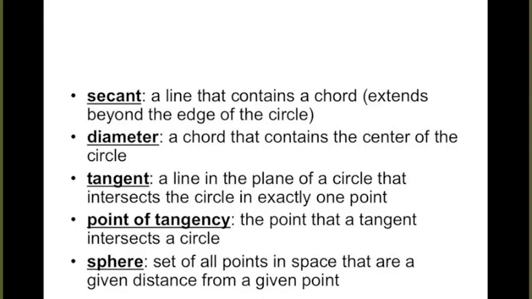A secant is a line that contains a chord. So on the last slide, we said a chord is something that goes edge to edge on the circle. A secant is when we take it and extend that out beyond the circle.